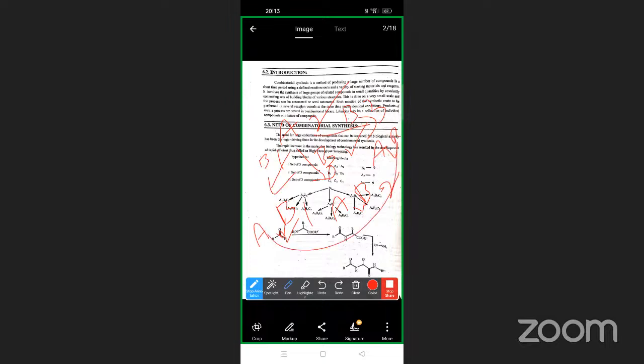So to this A2 B1, again you add C1. Then it becomes A2 B1 C1. And to this A2 B2, we add C2 here. Then it becomes A2 B2 C2. And to this A2 B3, you add C3. Then A2 B3 C3. So all are different. We are getting different products here. So this is the method to produce different types of products in a single reaction.